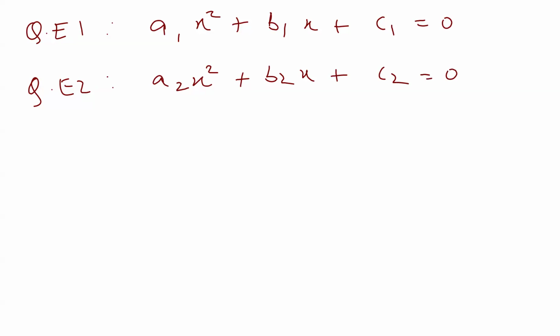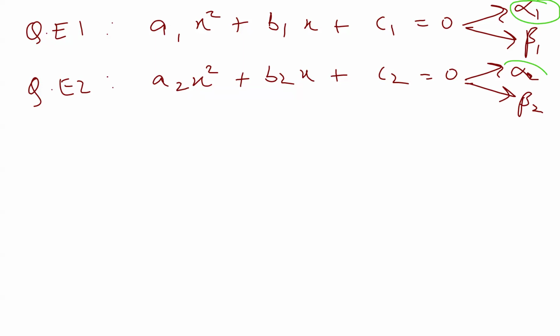Okay. Now, how many roots will this quadratic equation and this quadratic equation have individually? They will have two roots, na? Alpha 1, beta 1, alpha 2, beta 2. They will have two roots because it's a quadratic equation. Two values of x. Now, either alpha will be common or beta will be common. So that's the first condition.